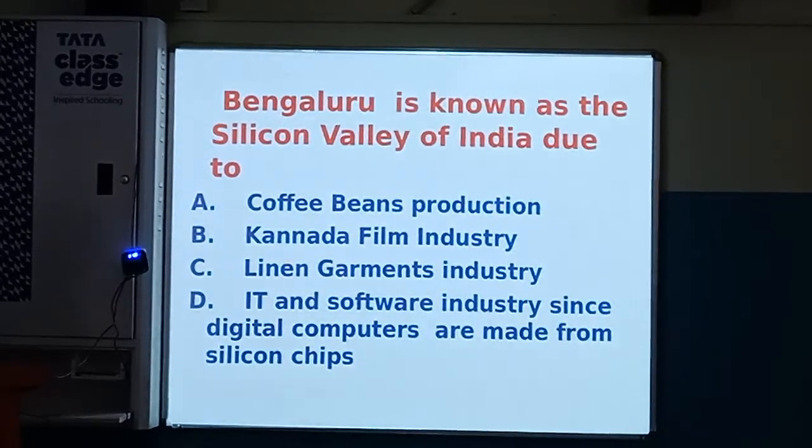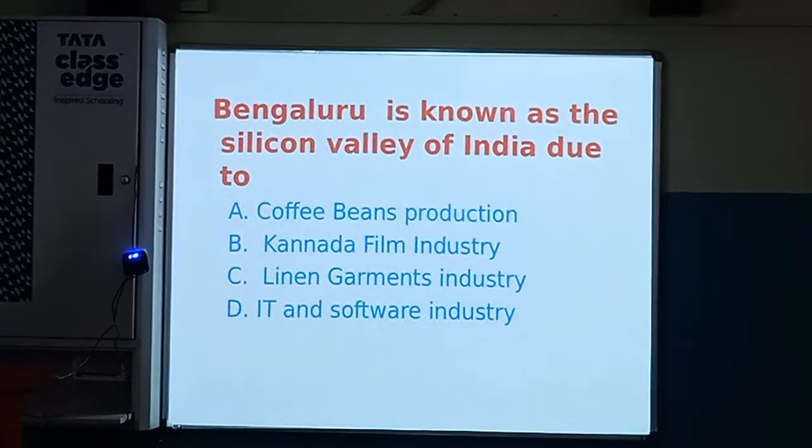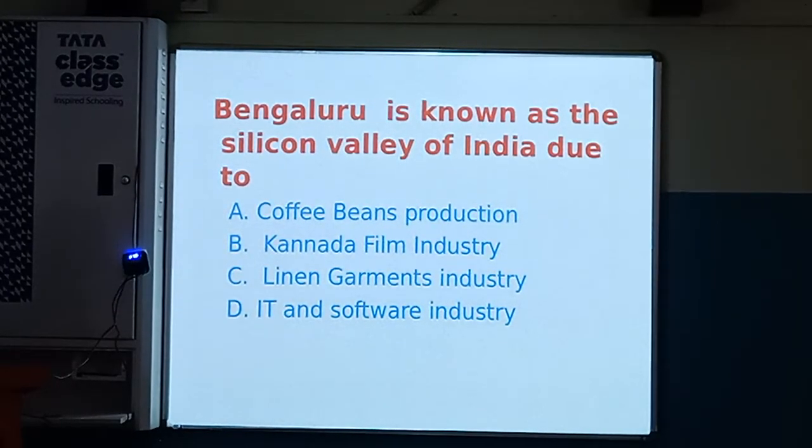The same question can be framed like this. Bangalore is known as the Silicon Valley of India due to A. coffee beans production, B. Kannada film industry, C. linen garment industry, and D. IT and software industry. So this is the better way to frame the multiple choice question.